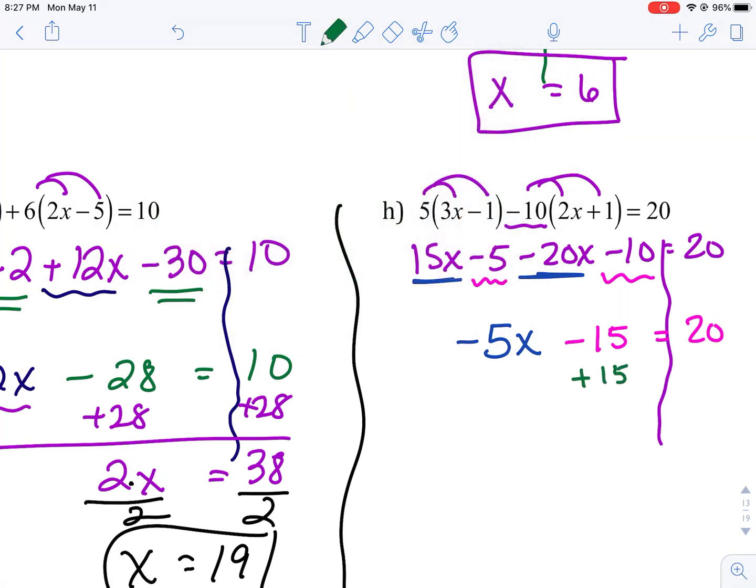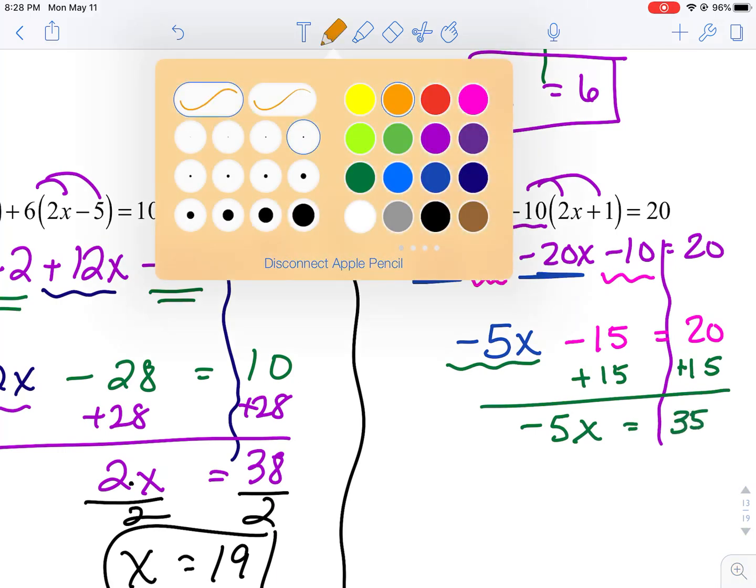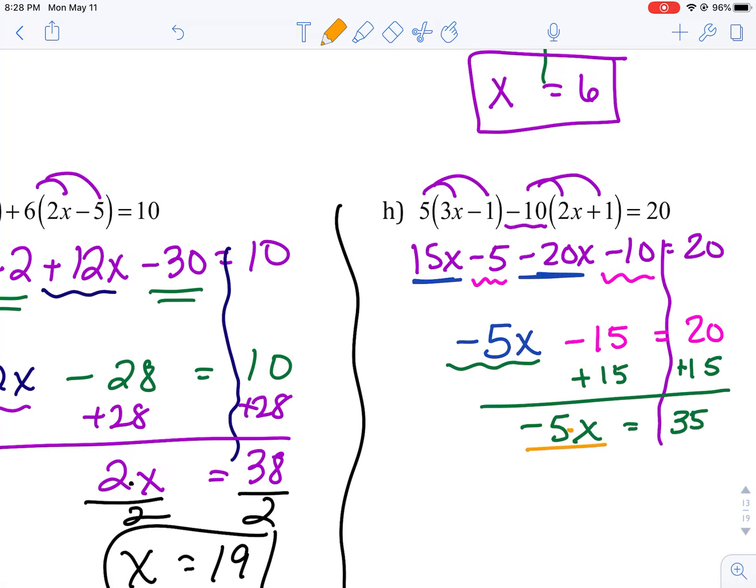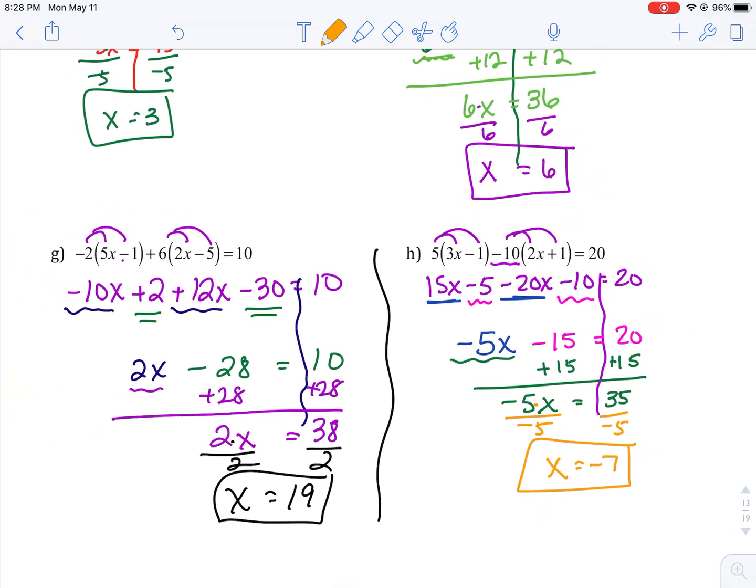All right, so we've got to get that negative 5x by itself. So I'm going to add 15 to both sides, which gives me negative 5x equals 35. And just like we did on a bunch of the other problems, there is multiplication in the middle, so we need to divide. And I end up getting x equals negative 7.